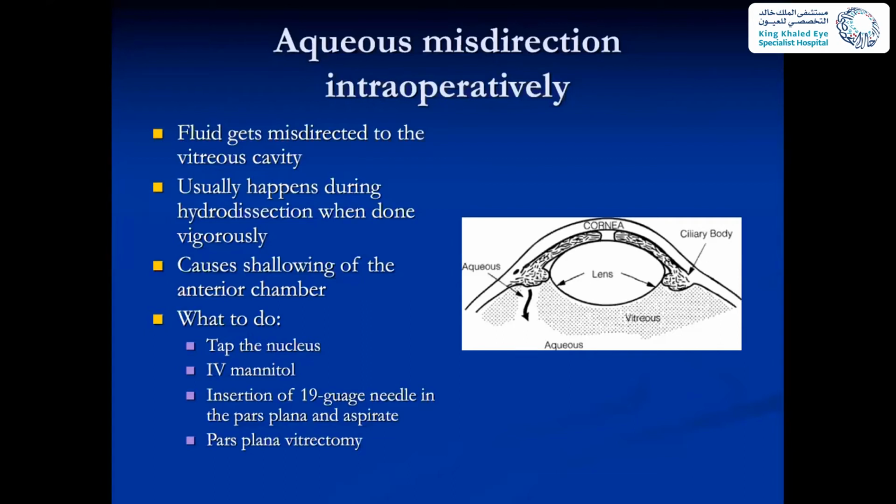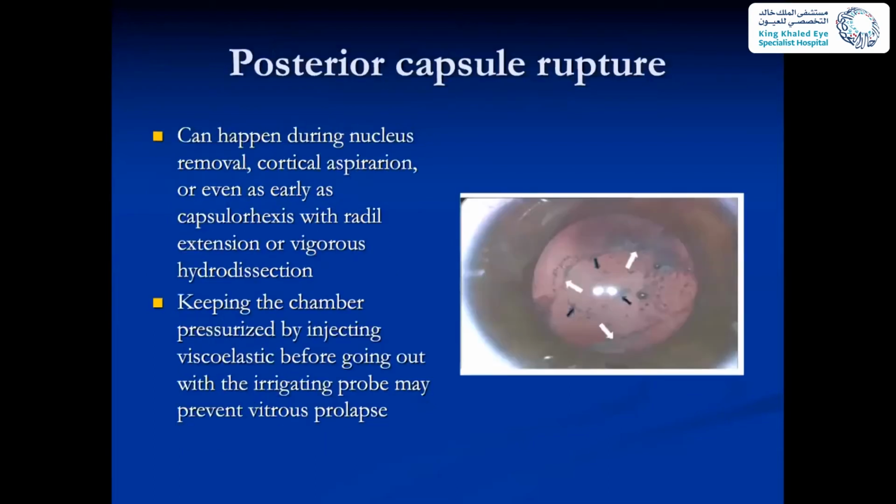We can do IV mannitol to the patient to dehydrate the vitreous and shrink it, creating more space. We can also insert a 19 gauge needle in the pars plana and aspirate, but you have to do this with caution because you'll go most of the time blindly, and the aspiration itself can have some traction effect on the retina. Pars plana vitrectomy can also help to treat this aqueous misdirection altogether.